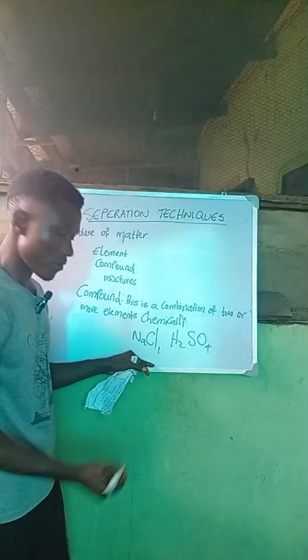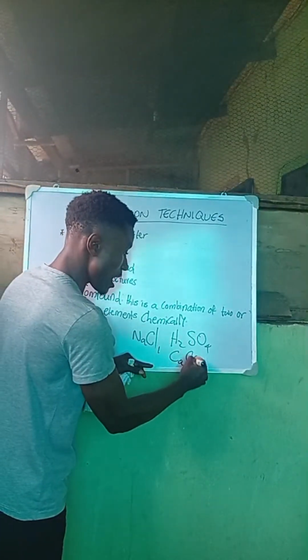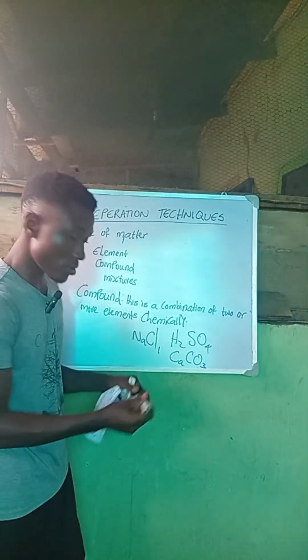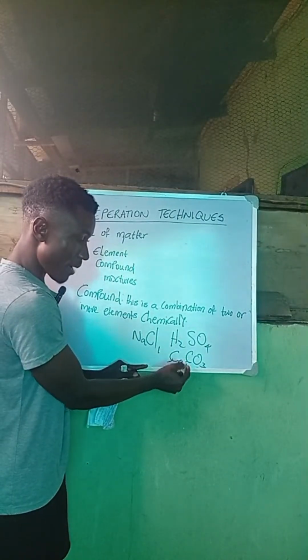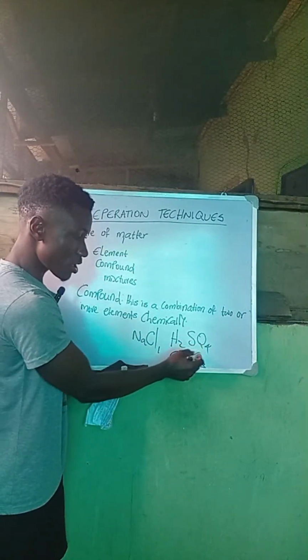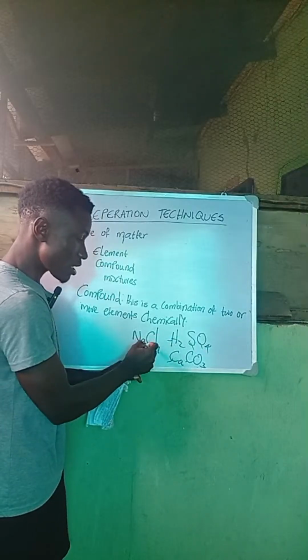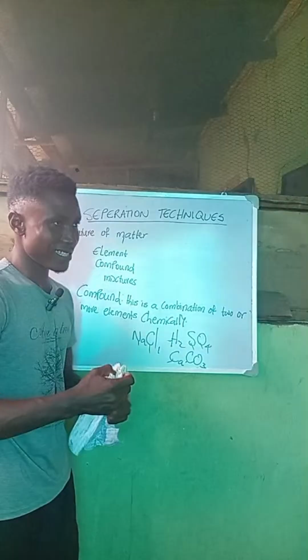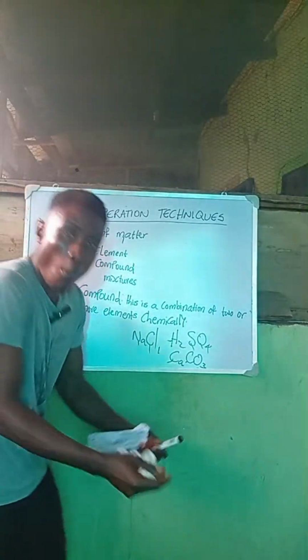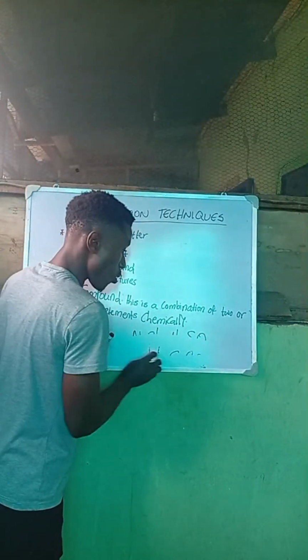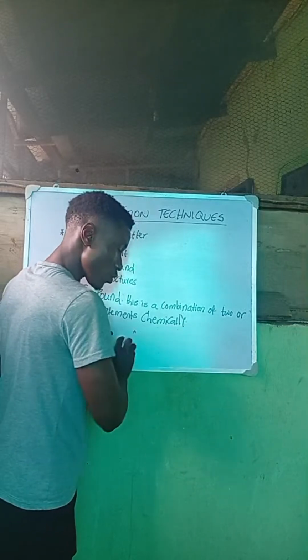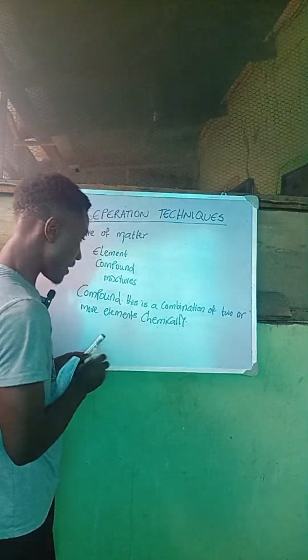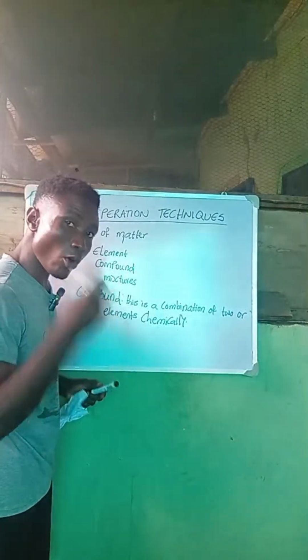Things like sodium chloride, H2SO4, CaCO3. These are all compounds. This is calcium, this is carbon, this is oxygen. This is oxygen, this is sulfur, this is hydrogen. This is chlorine, this is sodium. So it is a coming together of two or more elements chemically. They must be chemically combined, right? So they must be chemically combined.